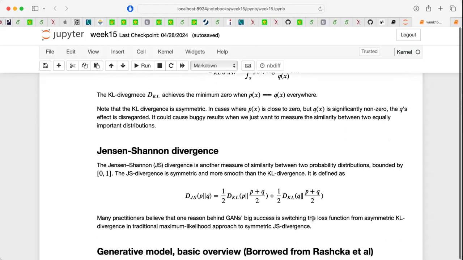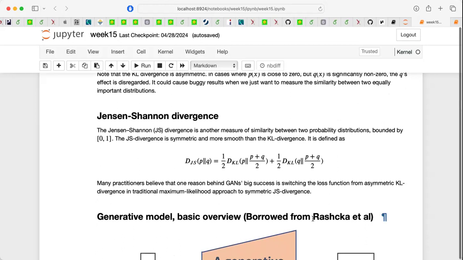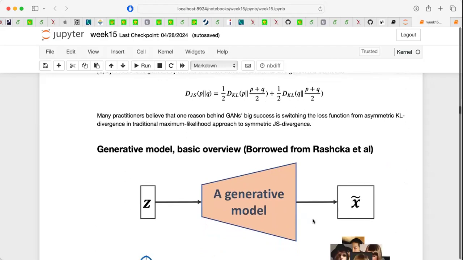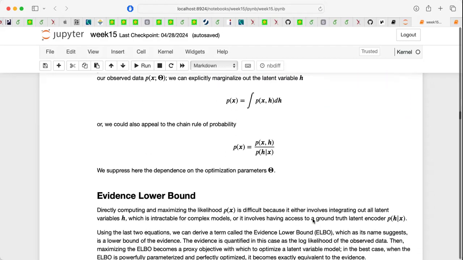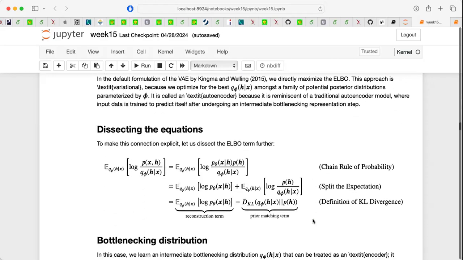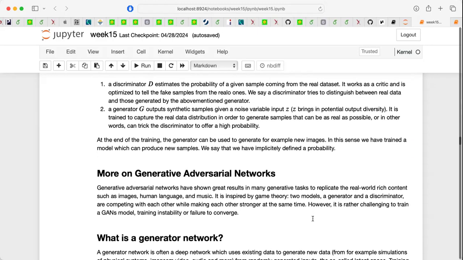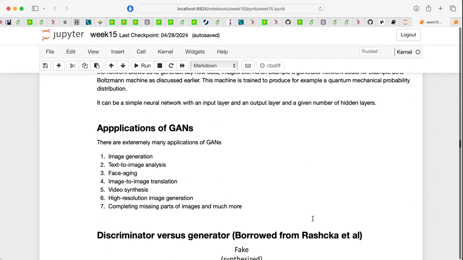And this is a quantity which is then symmetric in the two probabilities, P of X and Q of X. And the thing which we did last week, when we run the code, there's a code example. If we then scroll down here, there was a short repetition last week concerning variational autoencoders.